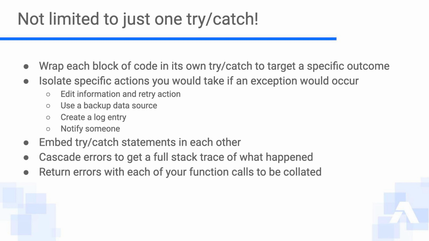Something else you can do is embed try catches in each other. Like I mentioned with the retry action, say you're going after an API and it fails. In the catch statement, you can actually put another try catch that does it again, just to make sure that it's failing safely and gracefully, as I like to put it.